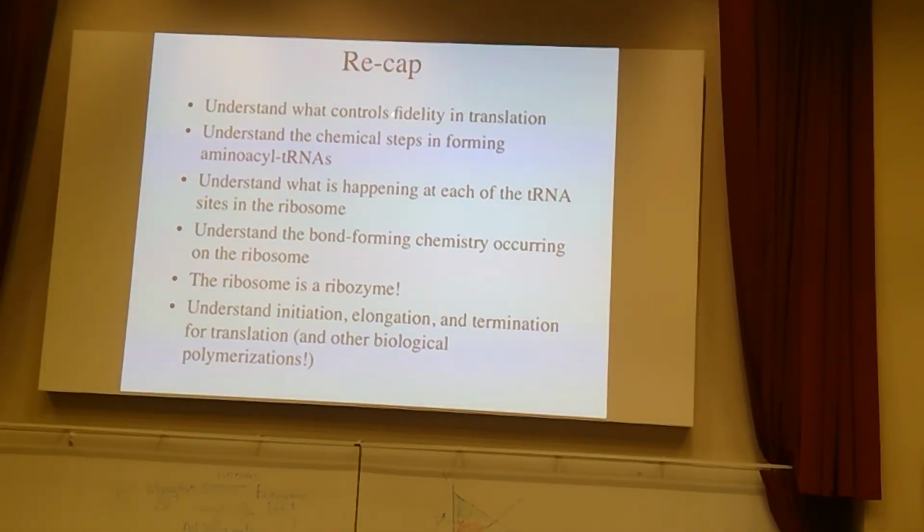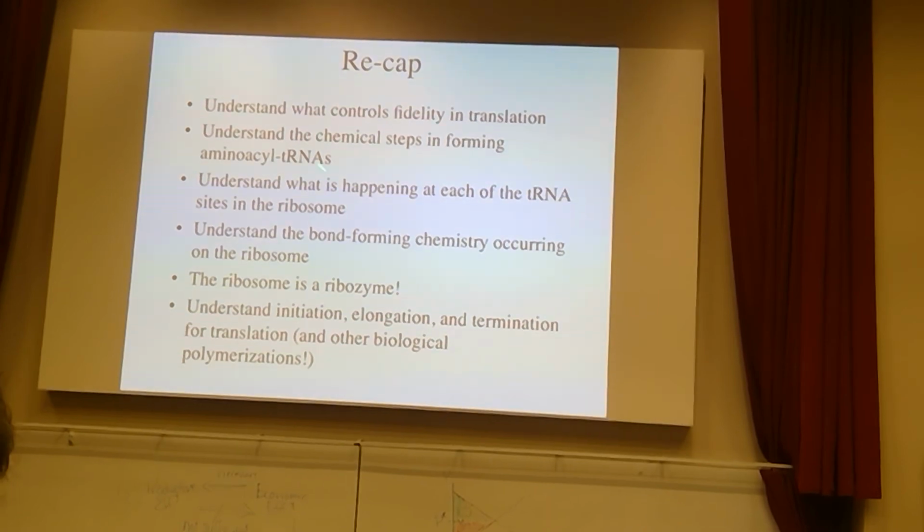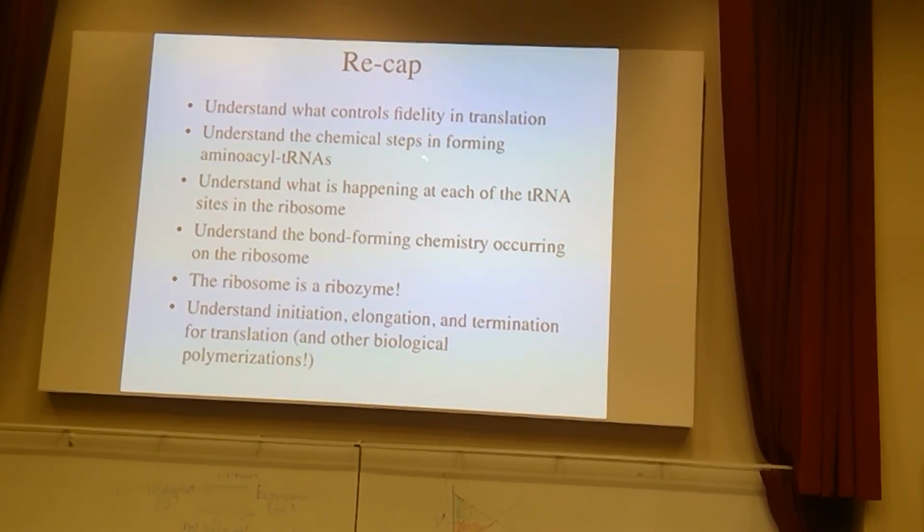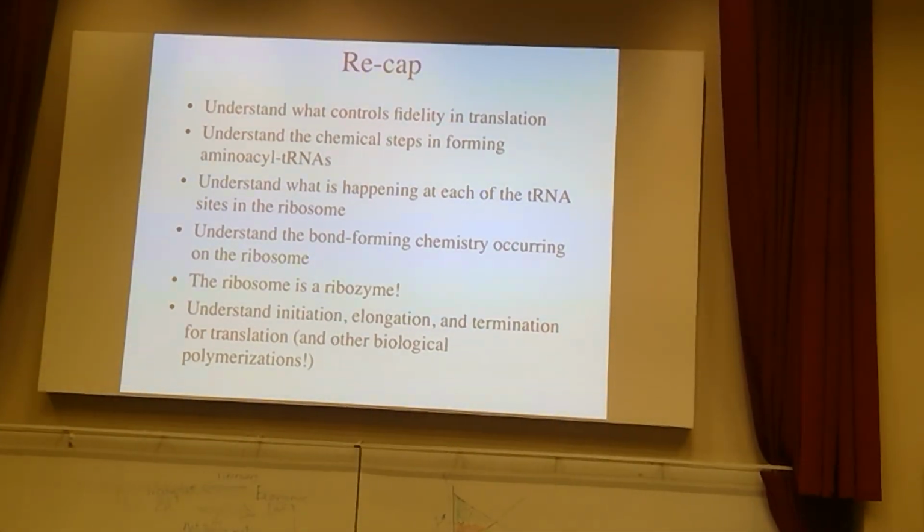Here's our recap. Understand what controls fidelity and translation. Remind yourself the 2 chemical reactions that occur on aminoacyl tRNA synthetases. Know all of those steps at the different tRNA sites at the ribosome. Know those bond-forming events. Be able to draw those nucleophilic attacks. Realize that the ribosome is a ribozyme. And then think about initiation, elongation, and termination as it happens on the ribosome.